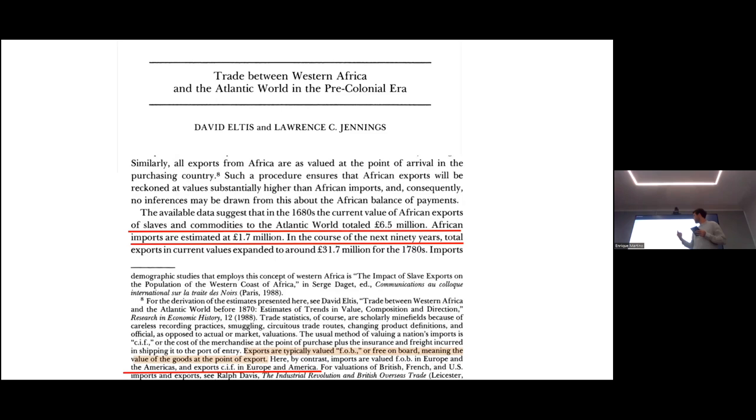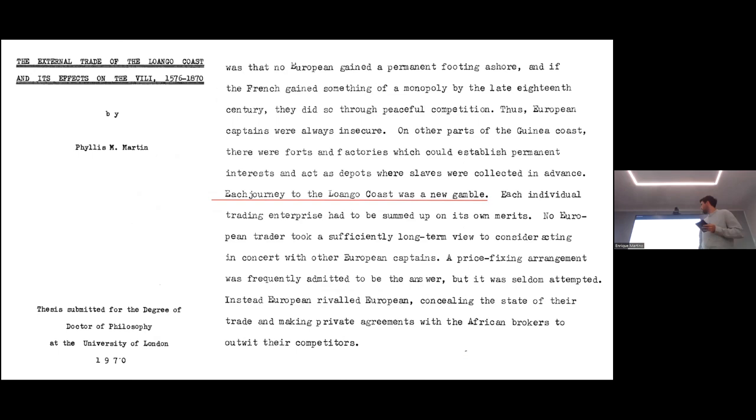But in the end you can't really average it, because it depends on the area and it depends on the merchants. An interesting historian of the Loango coast in northern Angola calls it uncertain. The trade didn't have certainty. She says every journey along the coast was a new gamble because of the type of goods you were going to bring, and possibly shifting components of those goods. If you didn't have all the available goods, you couldn't conduct a trade, and someone else would take the trade from you if they brought that good. So it was always a risky enterprise.